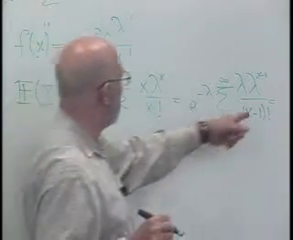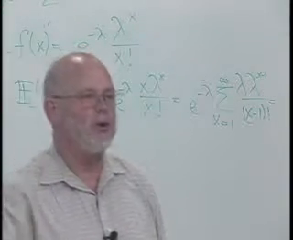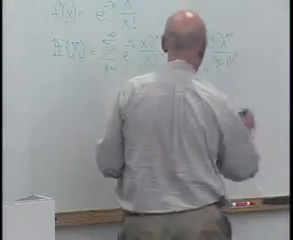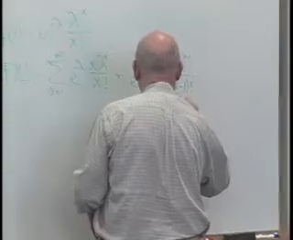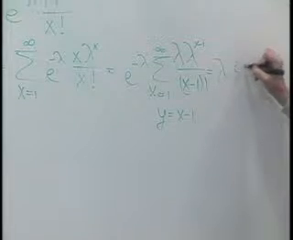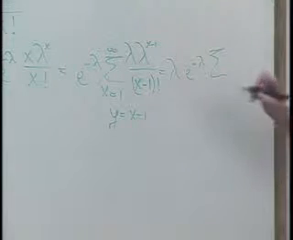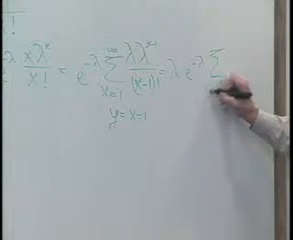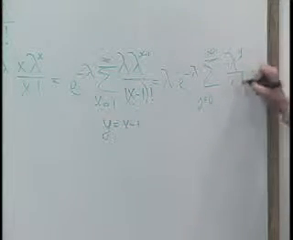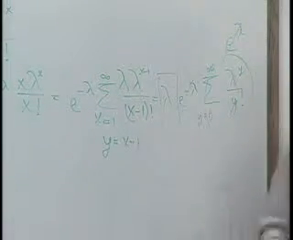Okay, now I've got the sum of lambda to the x minus 1 over x minus 1 factorial from x equals 1 to infinity. That's the sum that defines the exponential function. It would be a nice idea to set y equal to x minus 1. So what have I got? I've got lambda times e to the minus lambda times the sum. If x goes from 1 to infinity and y is x minus 1, y goes from 0 to infinity, lambda to the y over y factorial. This whole business is e to the lambda. That cancels that. And there's my answer.